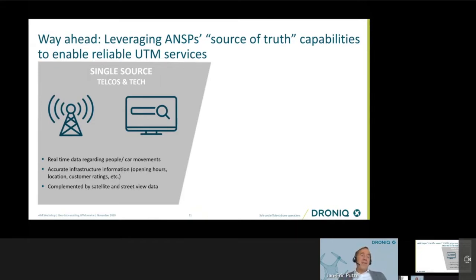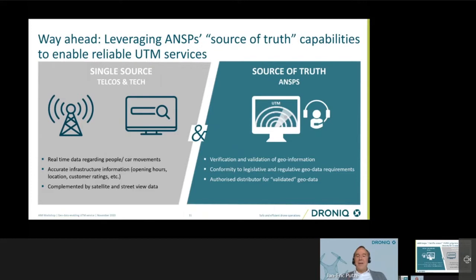And of course, they have also satellite pictures. They have street view information. So they have 3D available currently. But what don't they have? And that's why I'm saying they don't have, let's say, the regulatory side on it. So what ANSPs have, you have verification, you have validation, you have validated geo information. You know what it means to be conform to the legislative and regulative requirements. You know that.